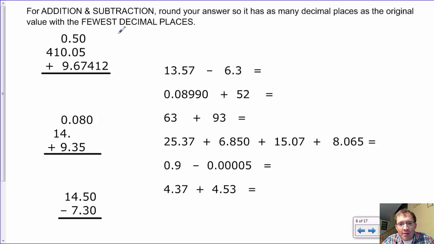So in the first problem here, we've got three numbers lined up. And before we do the math and actually start adding things together, and certainly you can use a calculator for this as well, and I'm just going to do it here on the screen, we need to look at the rule at the top of the page here. It says for addition and subtraction, round your answer so it has as many decimal places as the original value with the fewest decimal places.